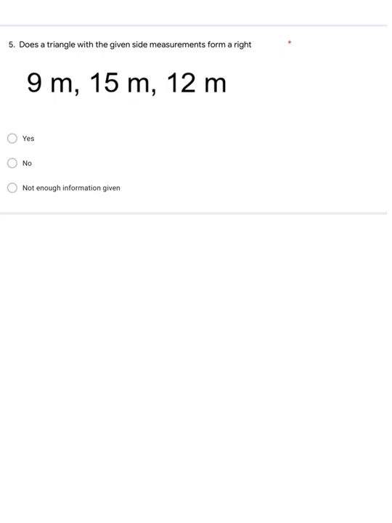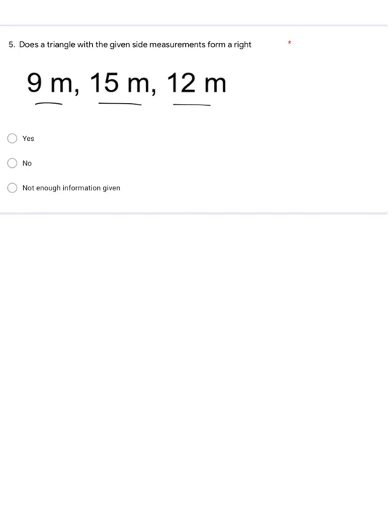So this is question 5 in the Google form, and for questions 5 and 6, we're actually asked to use the converse of the Pythagorean theorem, and we'll talk about how that looks in a second. But for question 5, it reads, does a triangle with given side measurements form a right triangle? And we have our three measurements below: 9 meters, 15 meters, and 12 meters.